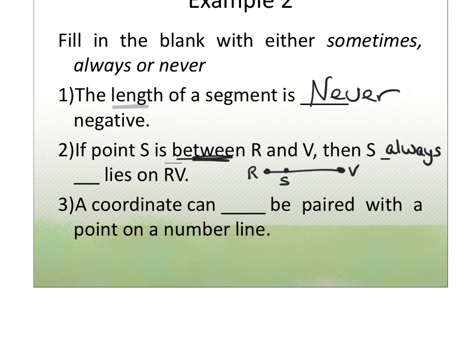And then here, a coordinate can blank be paired with a point on a number line. And this is always. This is our ruler postulate.